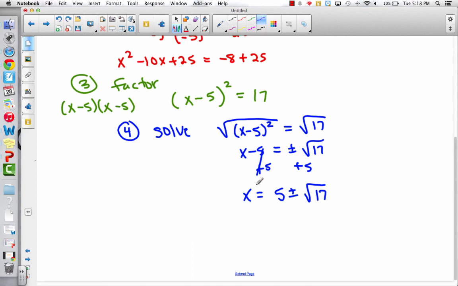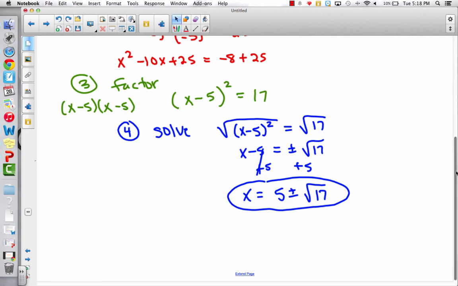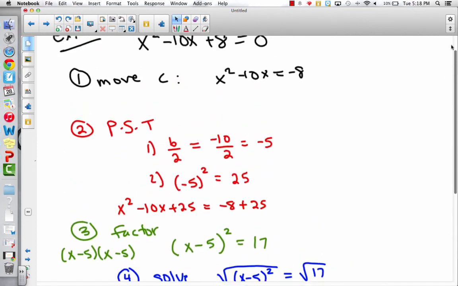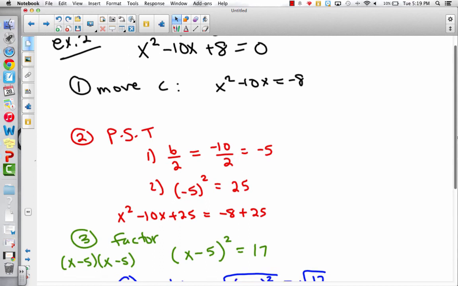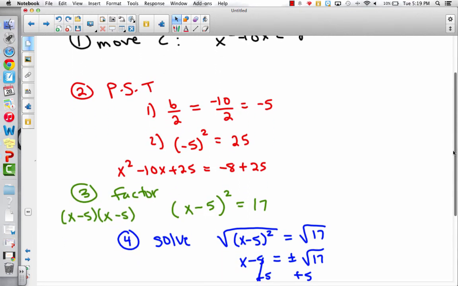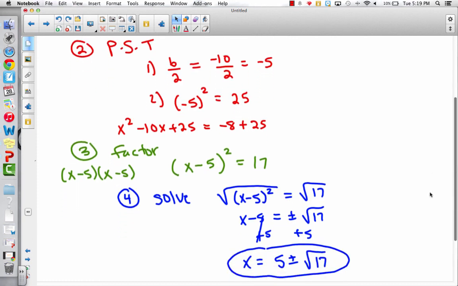And there's your answer. So really the most important parts, I think when you get to step number 4, you guys will be good. The most important parts are making sure to move c over, and then steps 2 and 3 are probably the most vital parts, making sure that you divide b by 2 and square it, you add to both sides, and then that you factor correctly. So remember, for these, you should have the same exact thing in the parentheses so that you can write it as x minus 5 squared or x plus 2 squared or whatever it is. It has to be the same exact thing when you factor. All right, I want to go through one more.